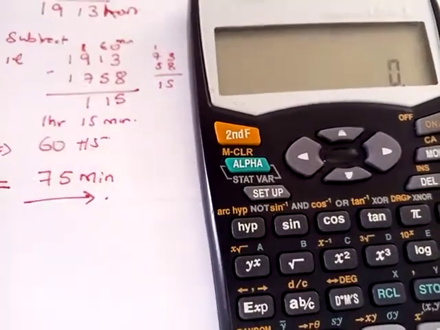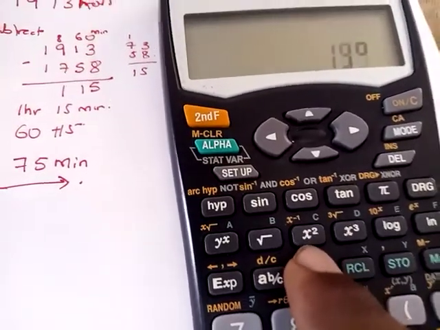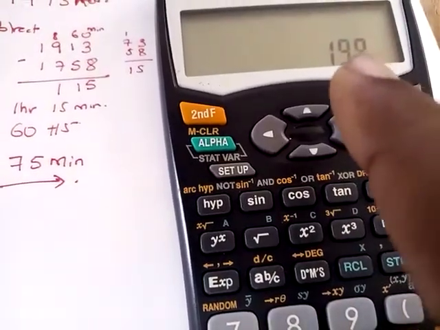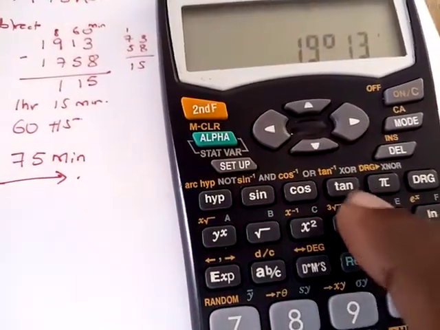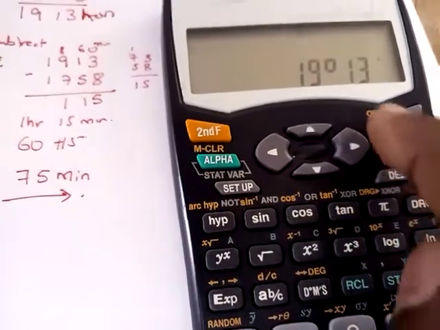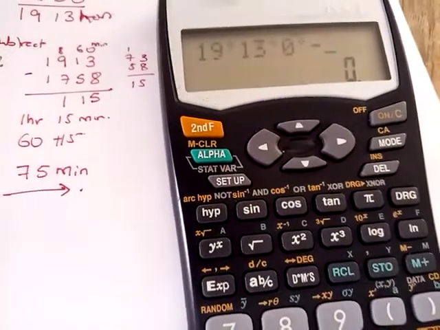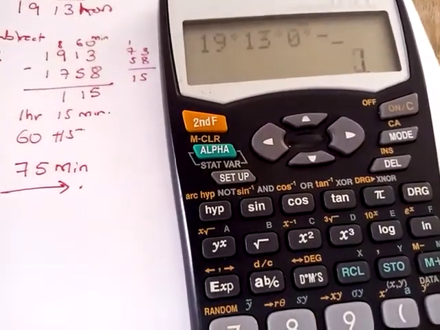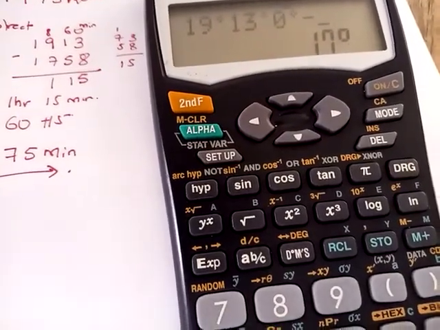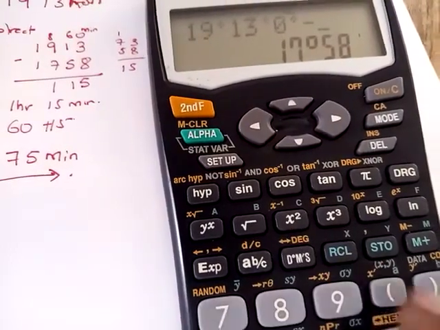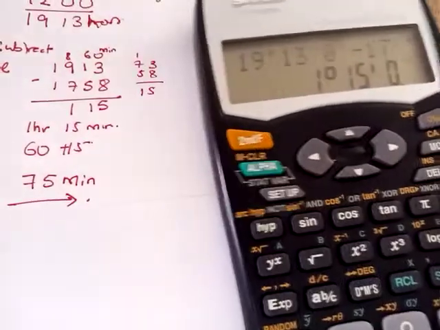We go 19, and then see the button there, minutes, see what comes on the screen there. So those are hours. Then 13 minutes. It's already there. You can see that apostrophe there represents minutes. Then we do the subtraction. We are subtracting 17 hours. You can see that 17 hours and 58 minutes are already there. Then we equal, and that gives you 1 hour 15 minutes directly.